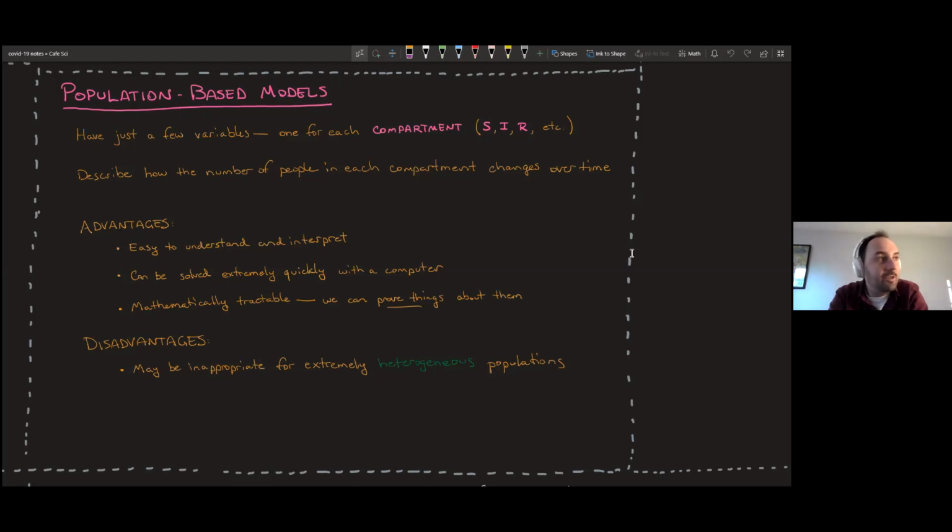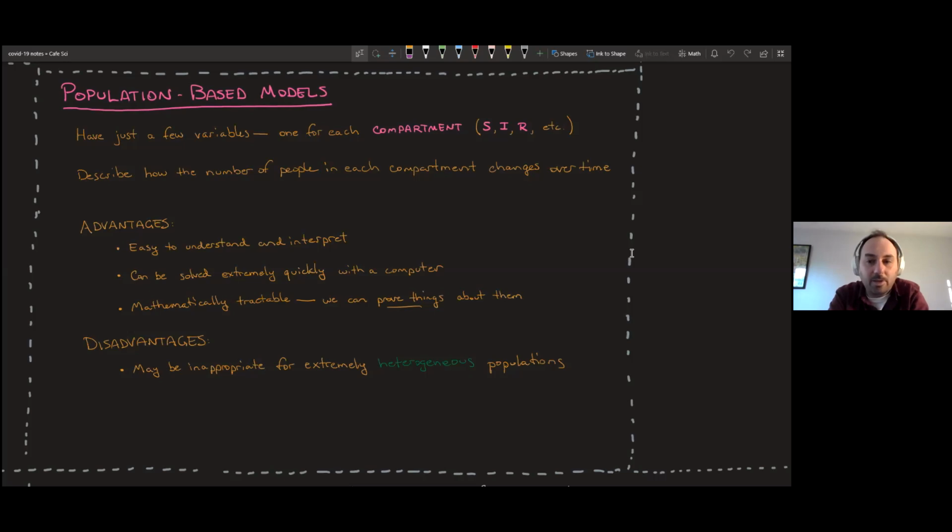So the advantages of population-based models, you can probably guess based on the disadvantages of the previous models, which is they're easy to understand, they're easy to interpret. Mathematically, they're tractable, so we can prove things about them. We can reduce very complicated questions to relatively simple mathematical ideas that we can understand and act on.